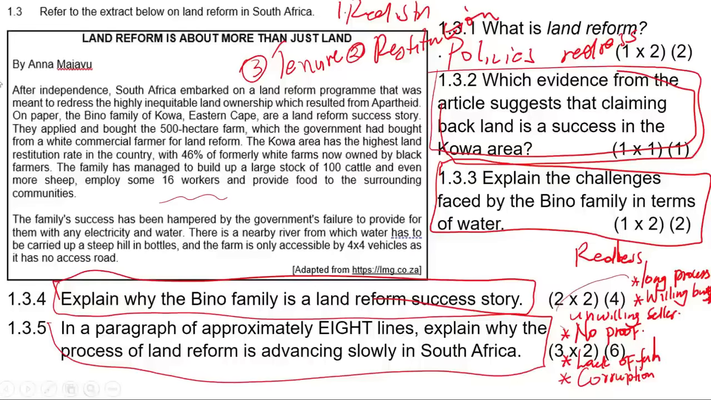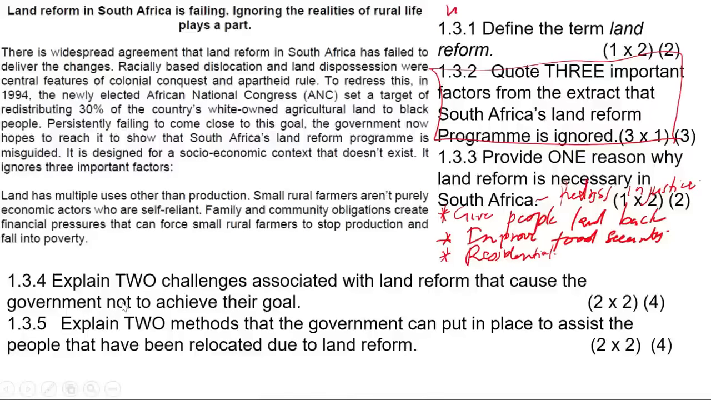There could be people not knowing what to do. This is a very open-ended question. Try to think when you're in an examination room. There's a number of answers that we can give here. So this extract and the previous extract have the very same questions. Explain 2 methods that the government can put in place to assist the people that have been relocated due to land reform.